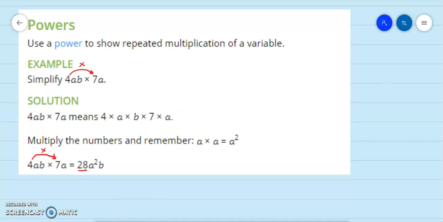Next, how about this one? AB times A. We can multiply A times A first, so we have A squared. How about B? Leave it as B. In multiplication, we write all the coefficients and variables. If we have A times A, it will be A squared. How about B? B means B times 1, so it will be B itself.